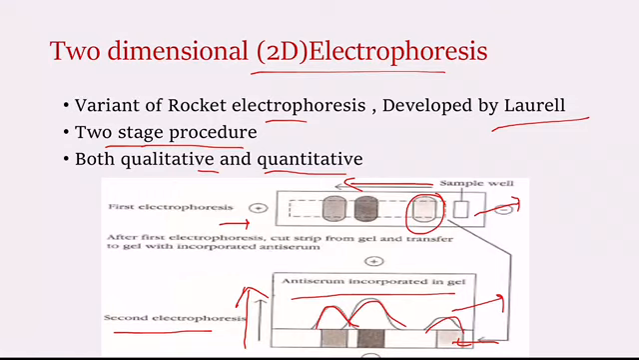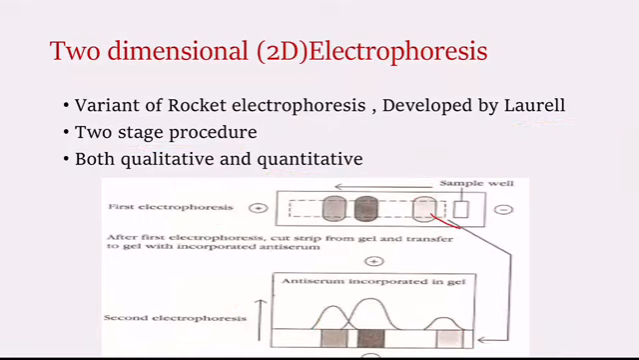Now the electric field is applied. Antigens migrate into the gel at a rate proportional to their electric charge. The gel piece containing the separated antigen is now placed on a second glass plate. Agar containing the antibody is poured around this gel piece.